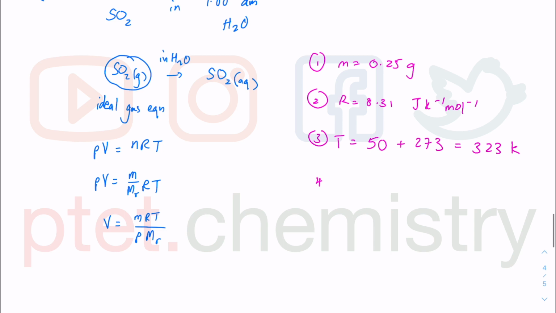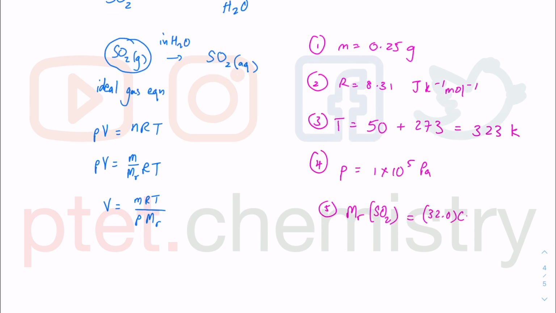What else? Number 4 is to do with pressure. Pressure has already been given in Pascal, so we are nice and happy there. Then number 5, the Mr of SO2 gas is 32.0 times 1 plus 16.0 times 2. I get 64 on my calculator. Oops, I have made one mistake. It should be 32.1 based on the A-level periodic table. I've taught O-level long enough that I am slowly shifting towards the O-level periodic table now. Anyway, this is gram per mole.